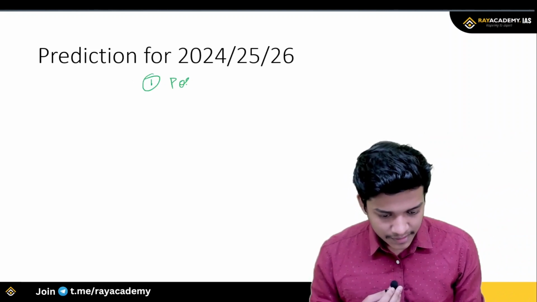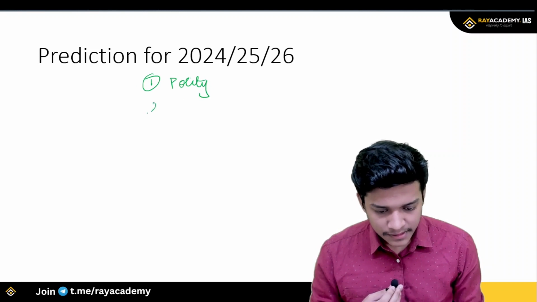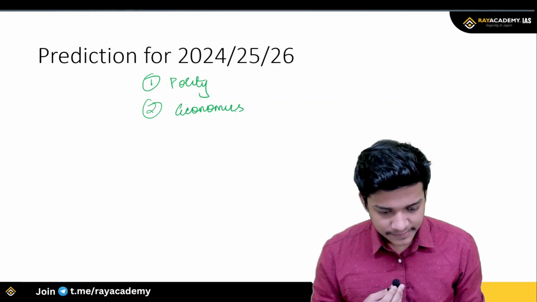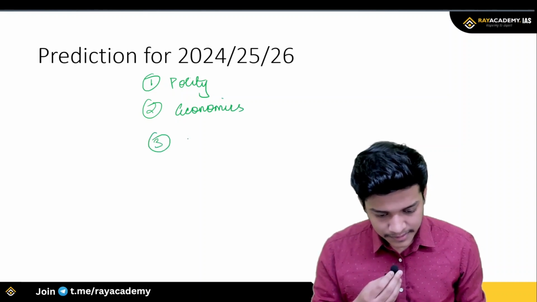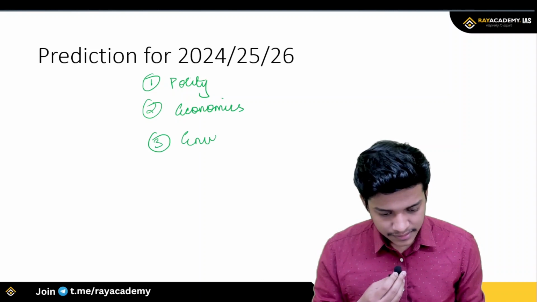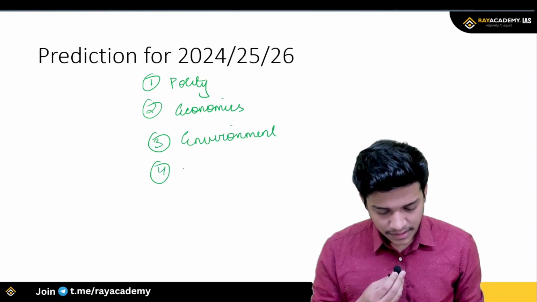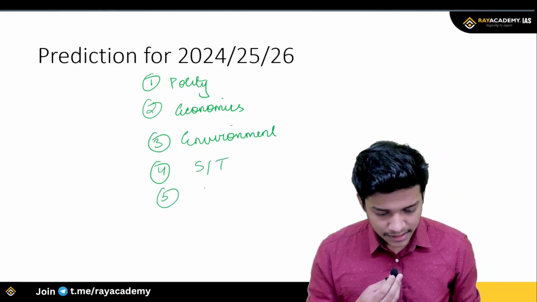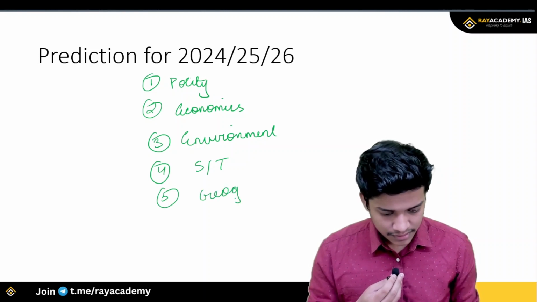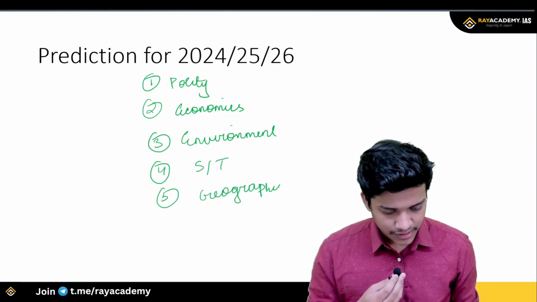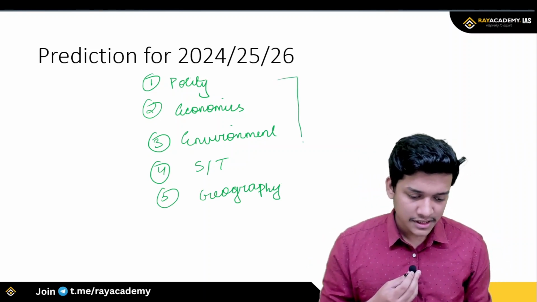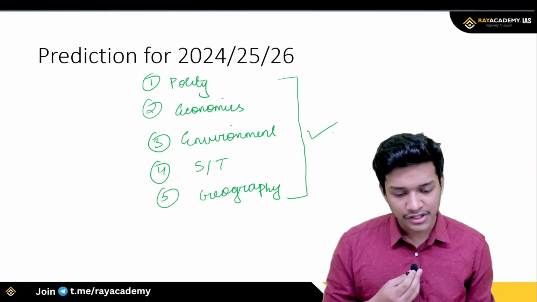First is polity, then economics, then comes environment, then comes science and tech, and then geography. Geography in this includes the mapping part as well. So you can see all these subjects have the major weightage in UPSC previous year questions.